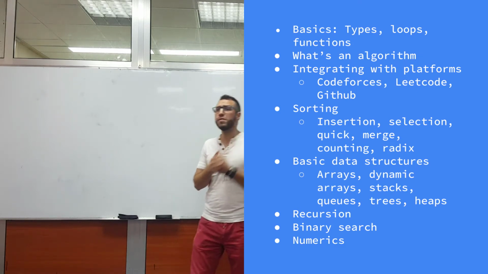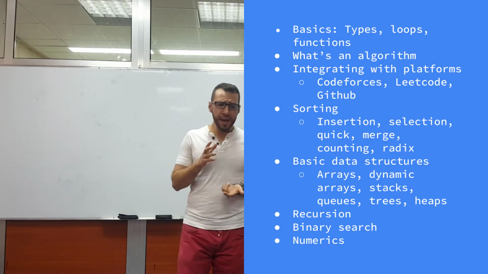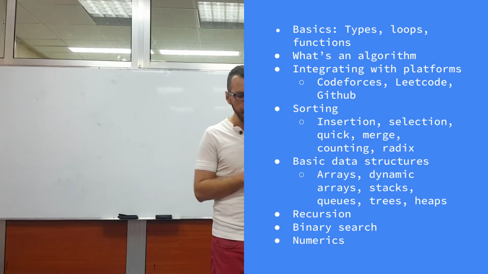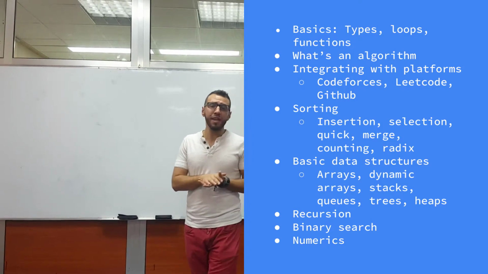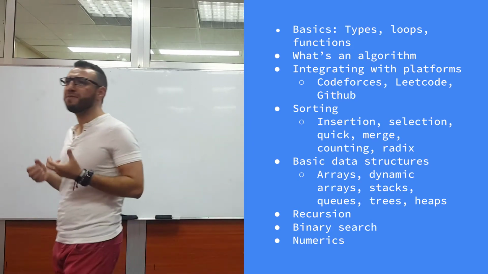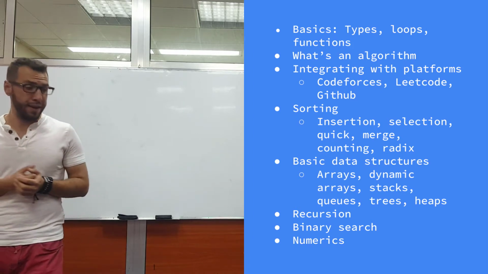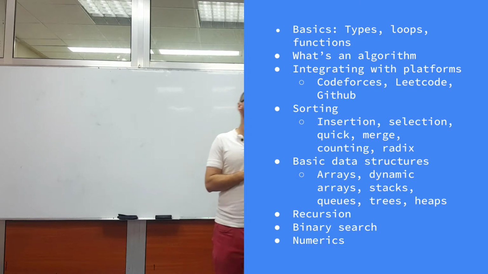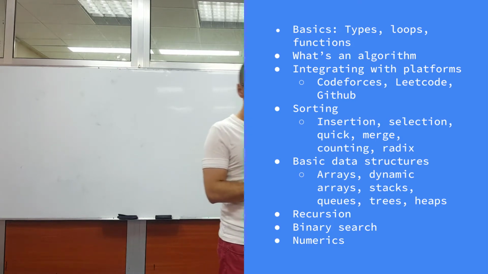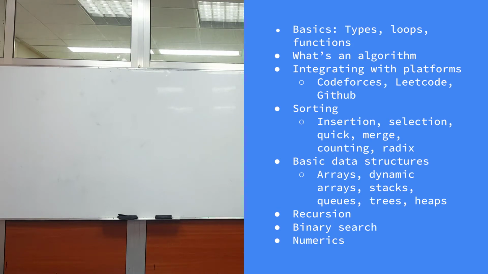After that, we continued with basic data structures: arrays, dynamic arrays, stacks, queues, trees, heaps. Then we covered recursion, and we solved a lot of problems about recursion so that we feel comfortable using it when it is handy. And in the last 2 weeks, we were covering binary search and numerics. So, like, we have a good list. But again, this is not all.